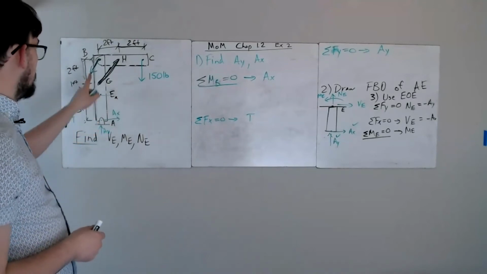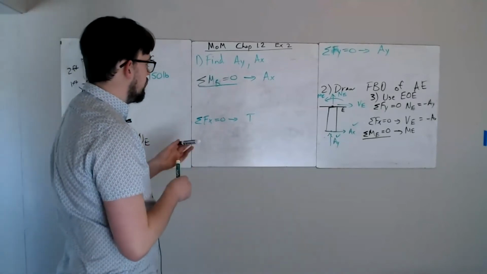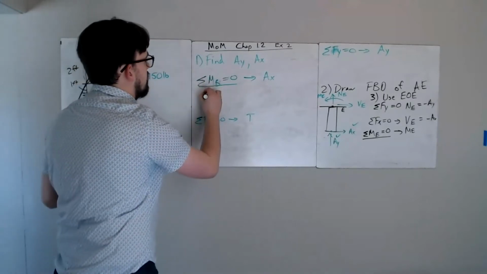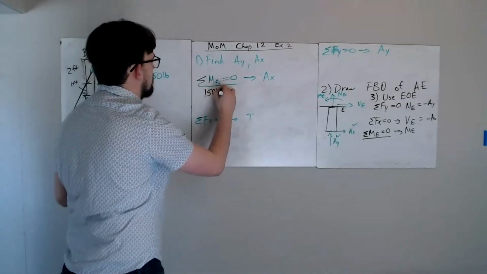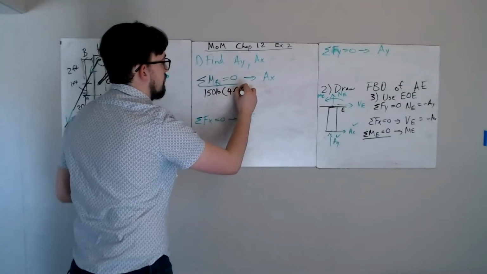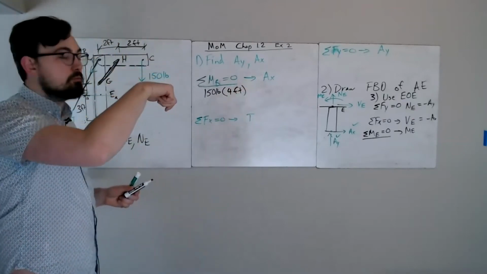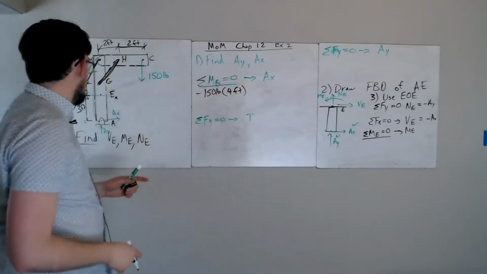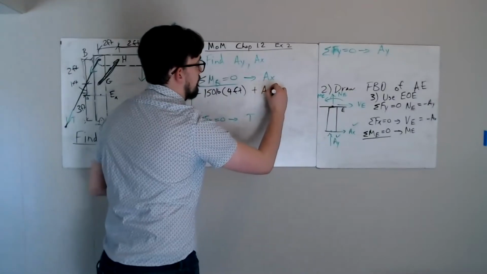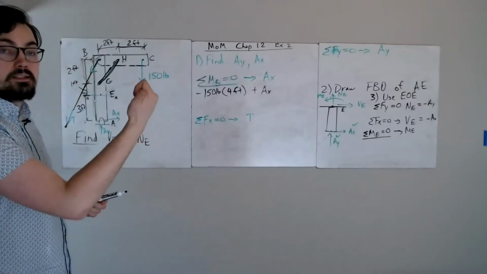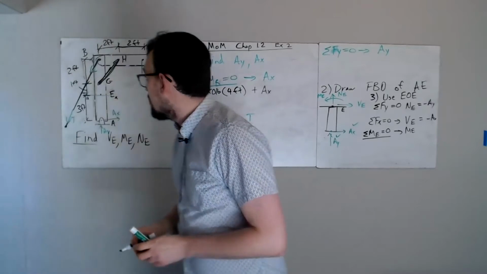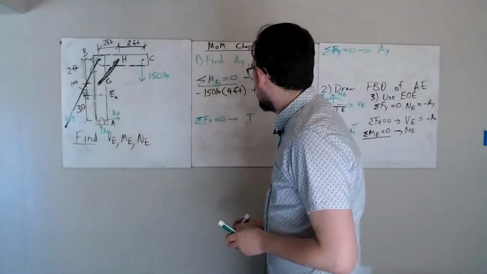So let's do that. If we take that distance, I've got 150 pounds times its lever arm. In this case, that's 4 feet. That creates a negative moment. And then I've got AX. Now AX, as I've drawn it, creates a positive moment. Its lever arm is the total height of our structure here. That is going to be 6 feet.